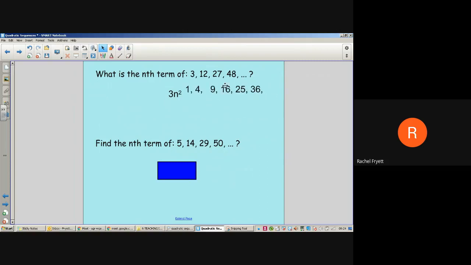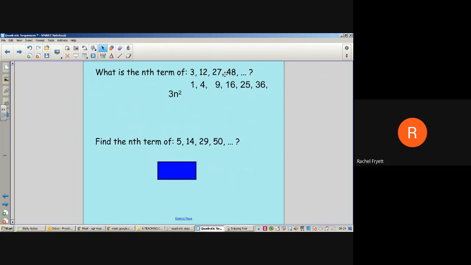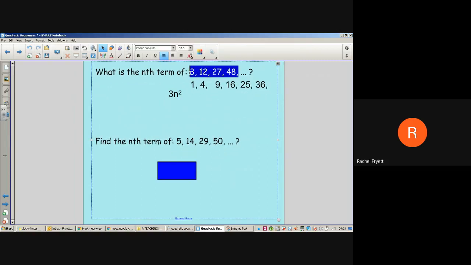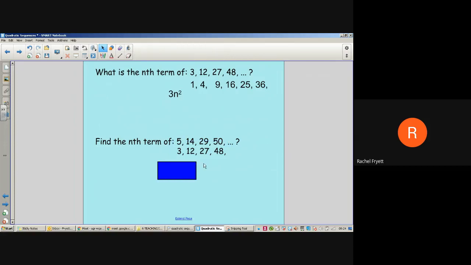But I can compare this sequence to the one which we know the nth term of, because we know that's 3n squared. And look, hopefully it becomes a bit clearer. It's 3n squared, and I'm just adding 2 each time. So this one has an nth term of 3n squared add 2.